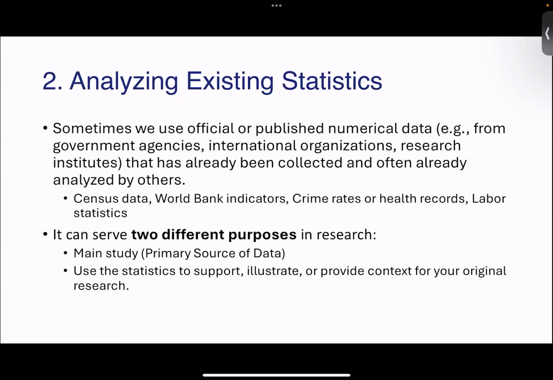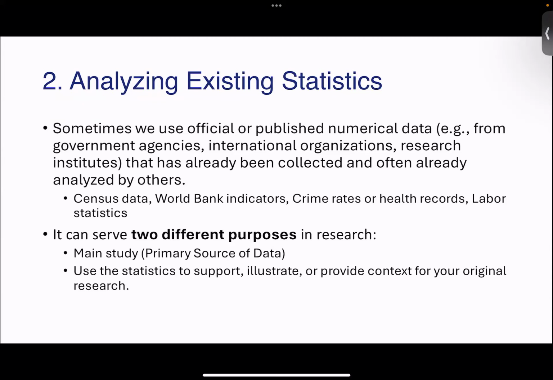The second type of method is where we try to analyze existing statistics. We are not actually creating new data here. We try to find published data from official sources. For example, we have a lot of data, right? Last time I showed you, from the government, from institutions, from international organizations.